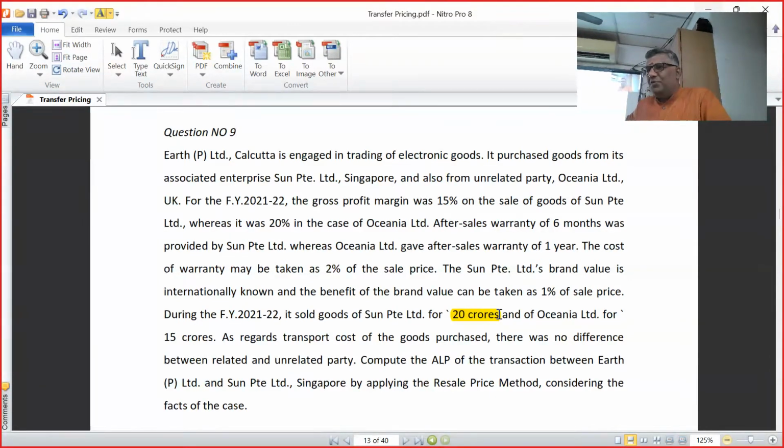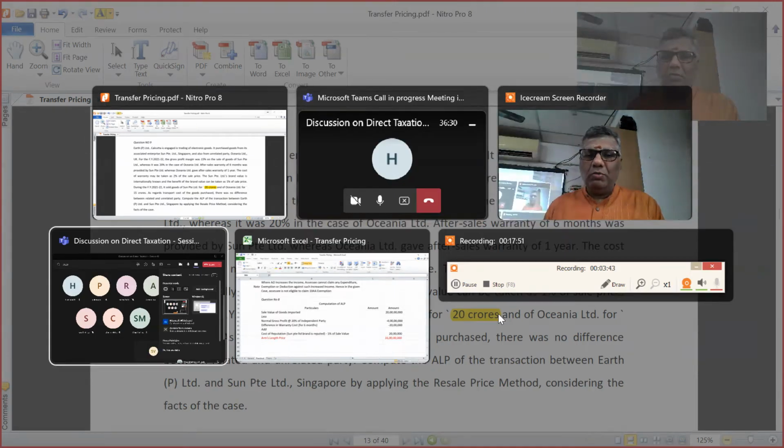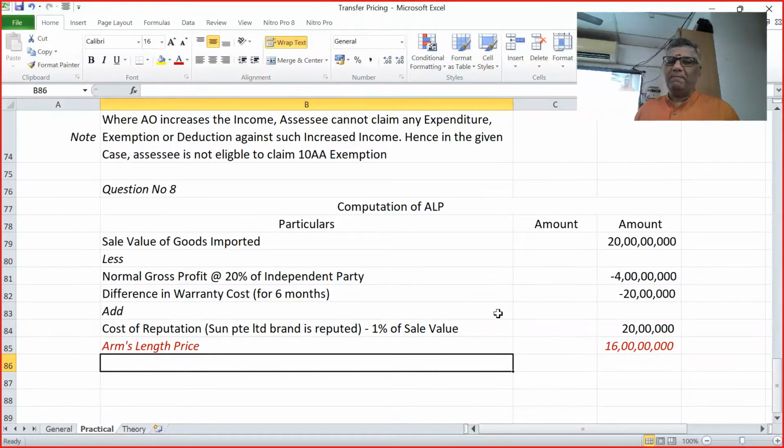So if you take 20, your answer is right. Your understanding is very good. Only difference is this. Whatever profit I earned from an independent party, I should earn it from my associated enterprise also. For an associated enterprise, even if you reduce your profit and sell, for India you need to declare 4 crores of profit.